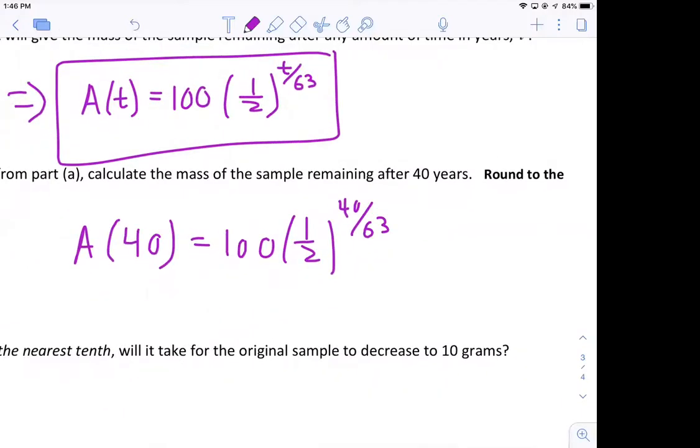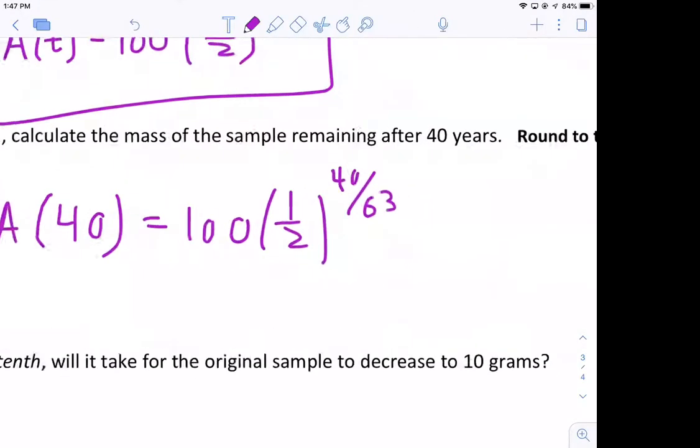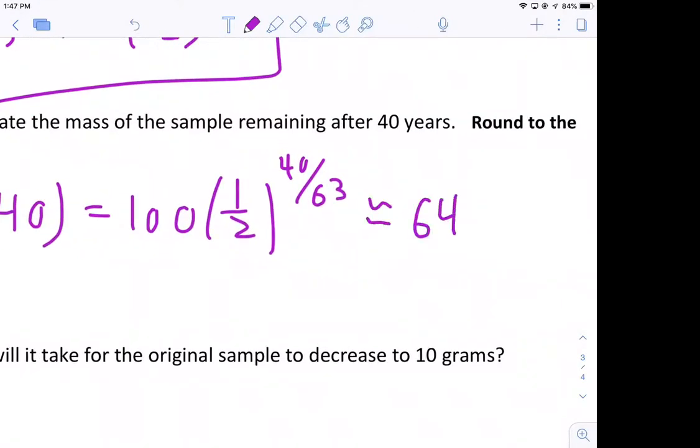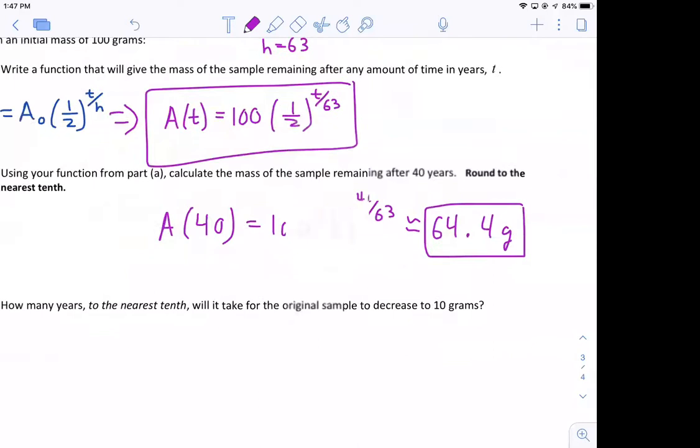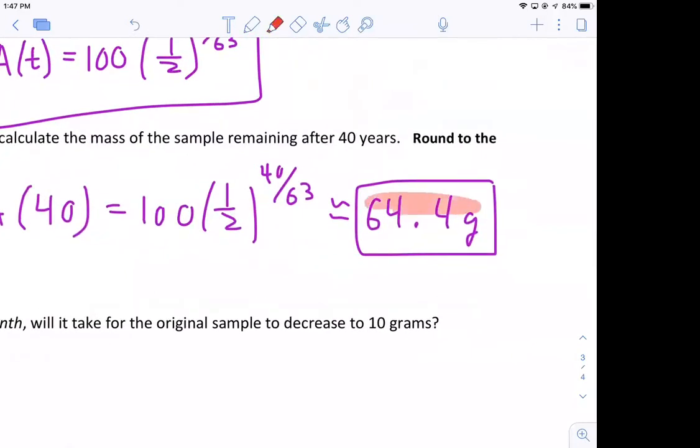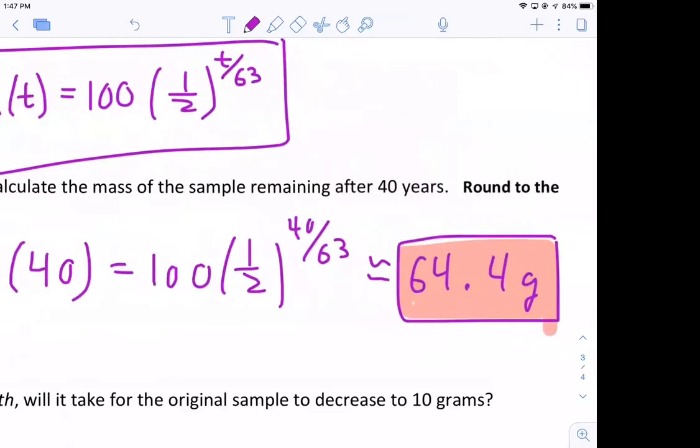So if we evaluate this, 100 times 0.5 to the 40 over 63, that is 64 point, nearest 10th, 64.4 grams. And again, 40 years, less than 1 half-life. So look, it did not decay in half yet. It decayed by less than a half. Half of 100 is 50. We're left with 64. So you can do a quick check to make sure your answer makes sense. If you're getting a number less than a half, well, that has to be more than 1 half-life.